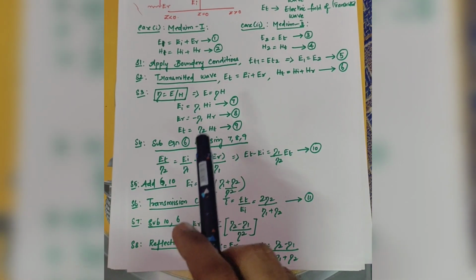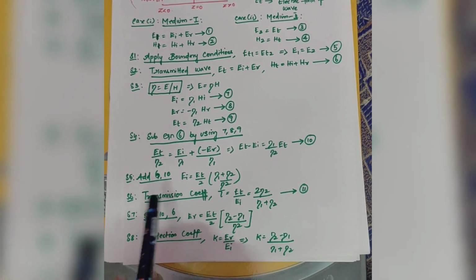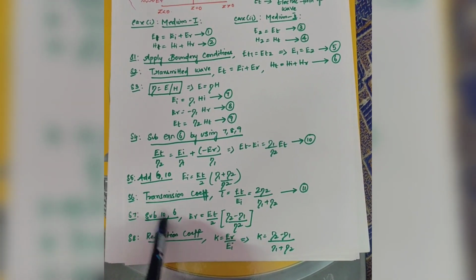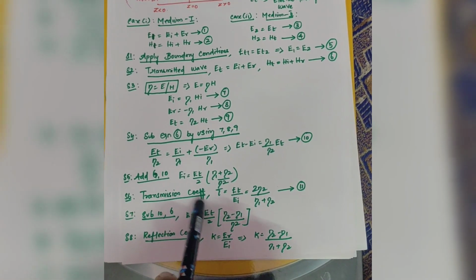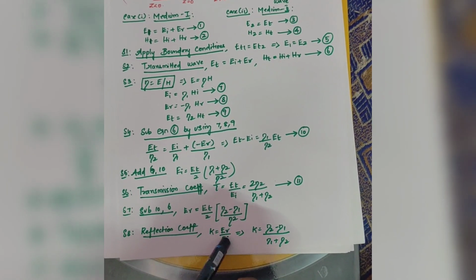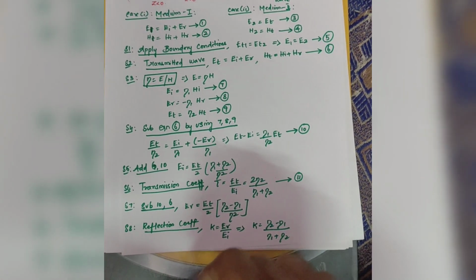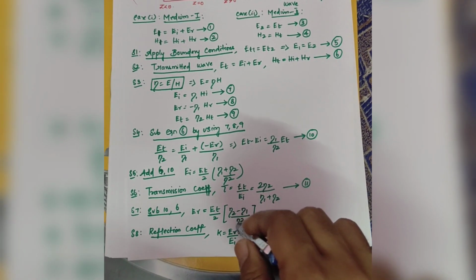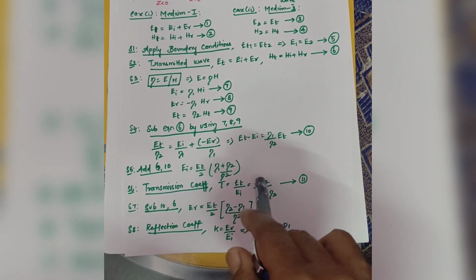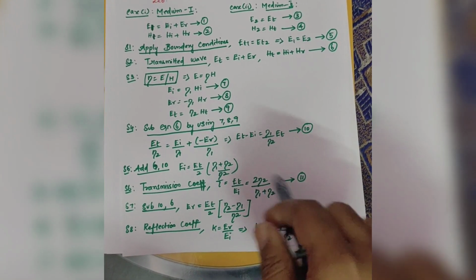Then, the two very important coefficients you need to calculate in this incident wave. One is called the transmission coefficient, the other one is called the reflection coefficient. What is the transmission coefficient? The symbol is tau. For the reflection coefficient, the symbol is k. The transmission coefficient is nothing but Et by Ei, any transmitted field strength divided by the incident field strength. Therefore, Et by Ei is equal to 2 eta 2 divided by eta 1 plus eta 2. I am taking this as equation number 11.